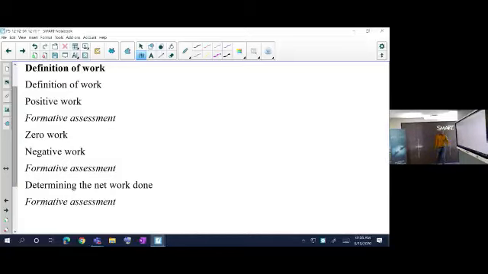At the end, we're just going to finish with determining the net work done. When it comes to this, we have to look at the horizontal and vertical. We have horizontal, vertical, and I need you to remind yourselves about the inclined and all the components that are taking part on those inclines or horizontal.